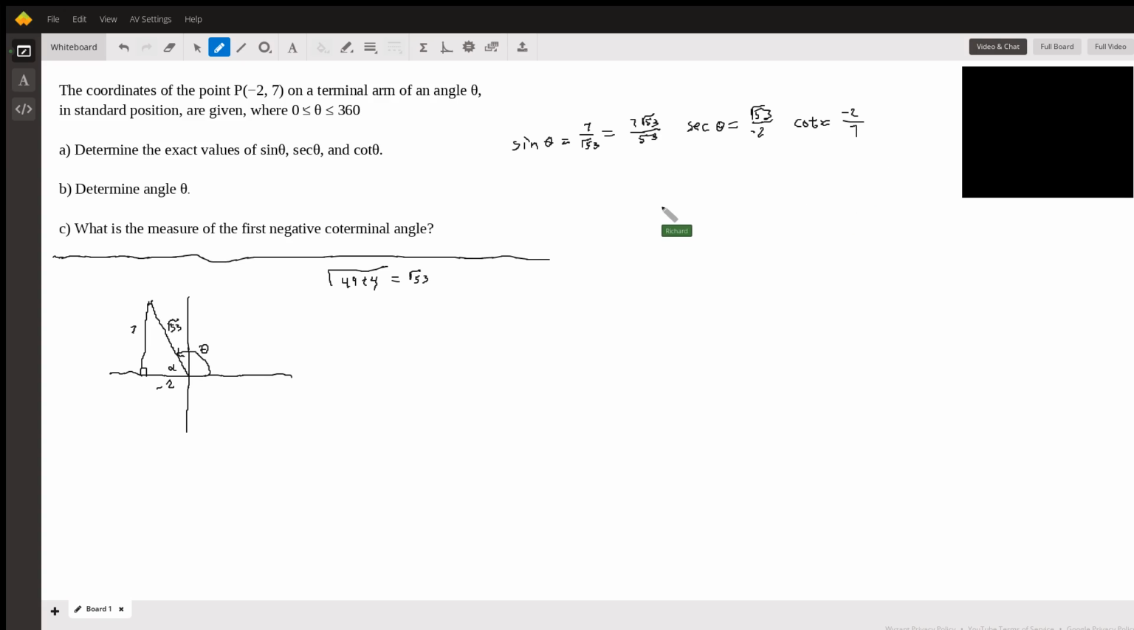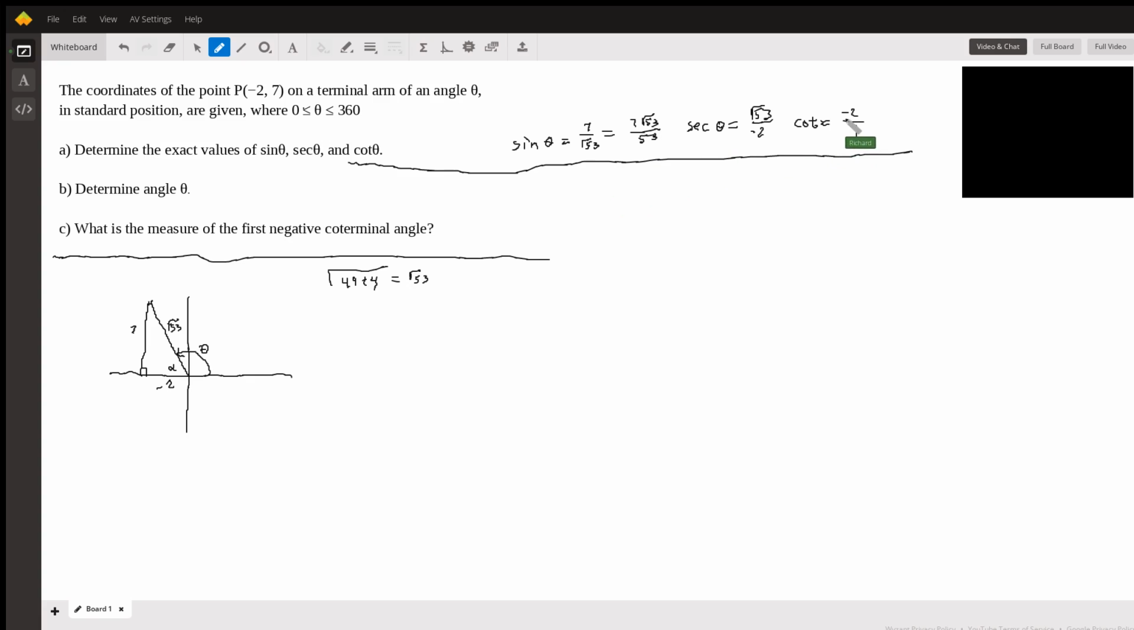Okay, so that's just part A here. Nothing fancy going on. And we just double check: sine is opposite over hypotenuse. Secant is cosine flipped, so it's hypotenuse over adjacent, and then cotangent is tangent flipped, so it's adjacent over opposite. Okay. If we want the angle, we can use any of these things to find it.